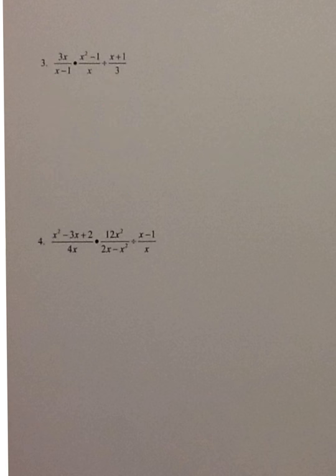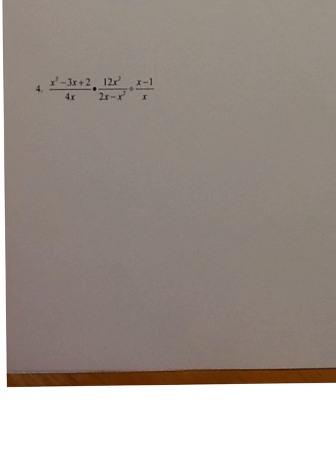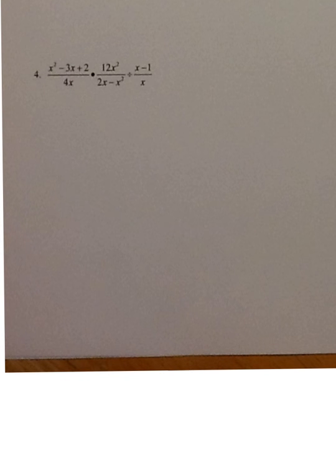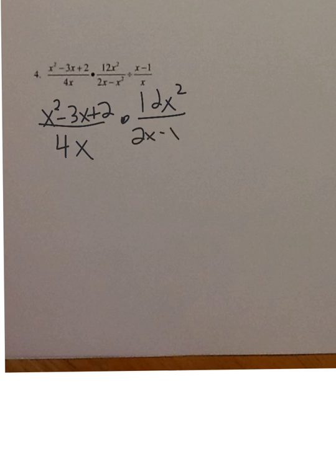All right, let's take a look at 4. Okay, so 4, same thing. I'm going to change this division to multiplication and multiply by that reciprocal there. So I'm just rewriting this. So I have x squared minus 3x plus 2 over 4x, times 12x squared over 2x minus x squared, times x over x minus 1.